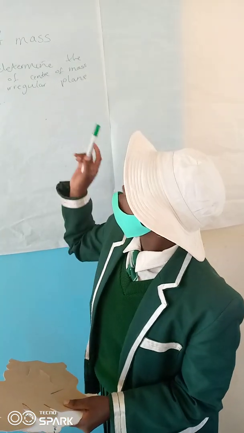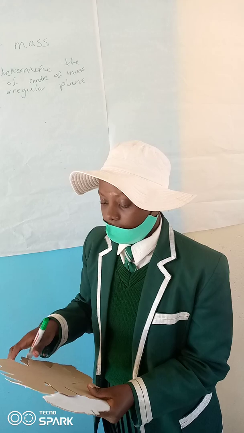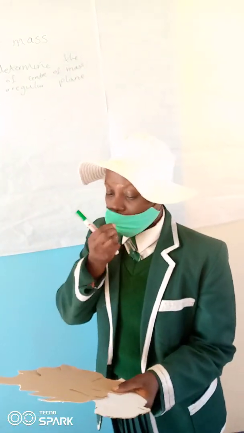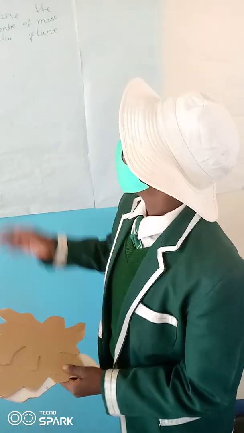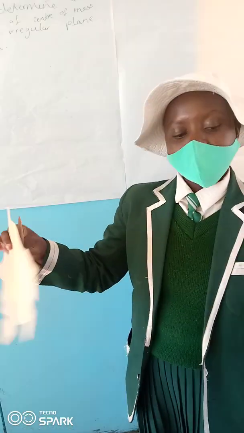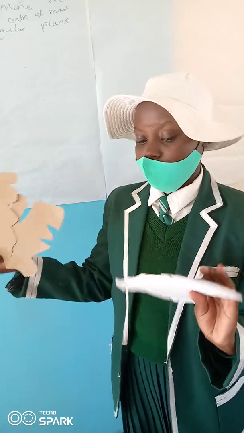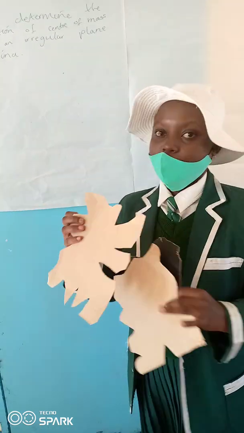So, what I mean by irregular plane lamina is just any shape, a flat shape, just like this one which I have here. You cannot actually assign any shape to this, but you can determine the position of center of mass.